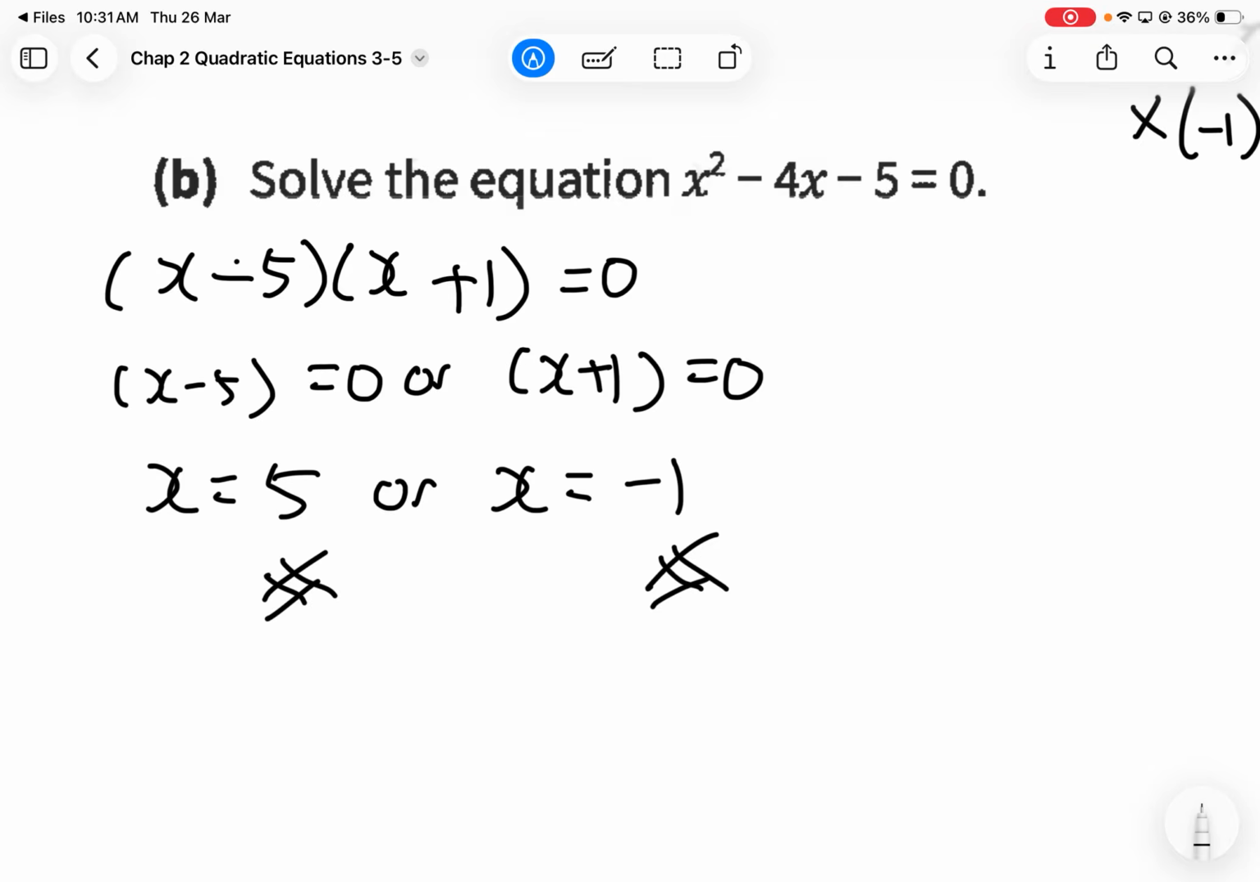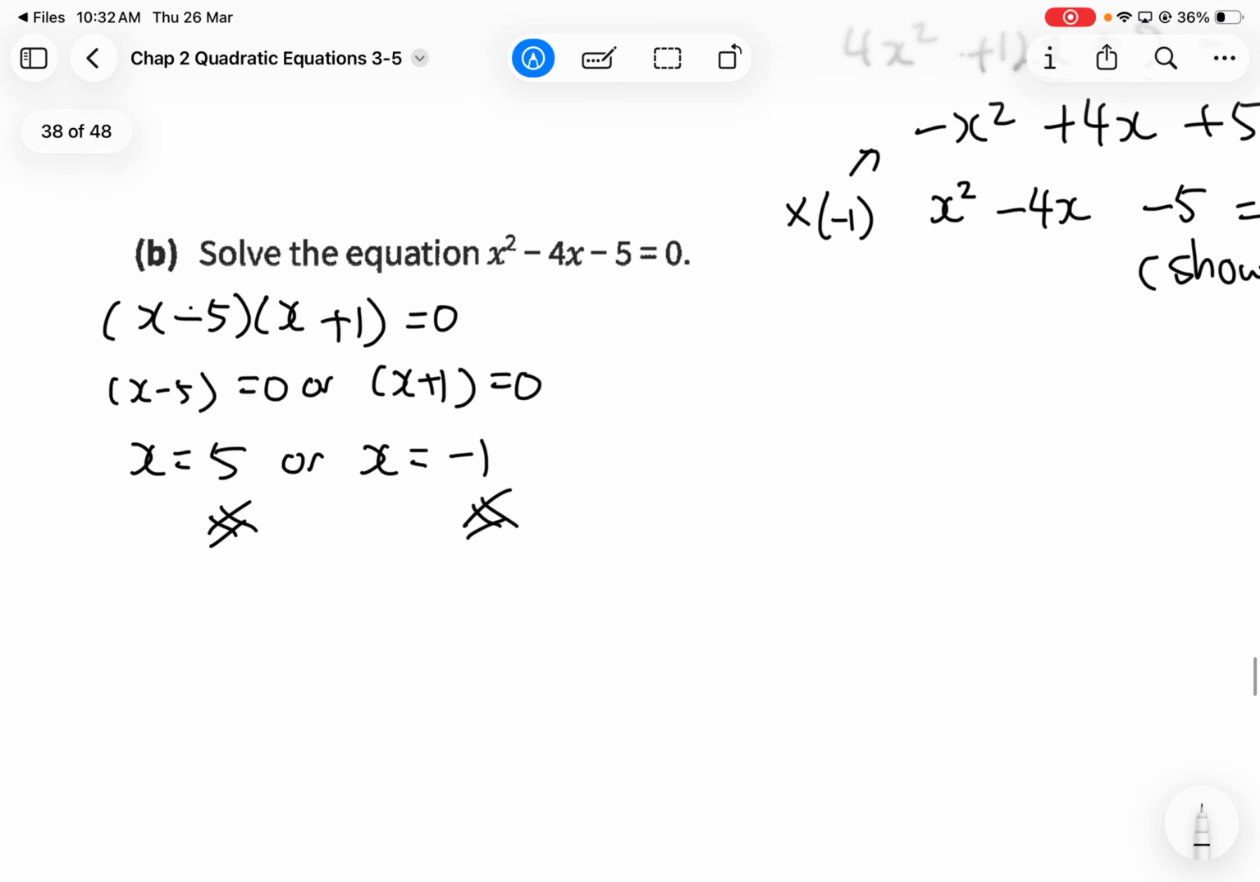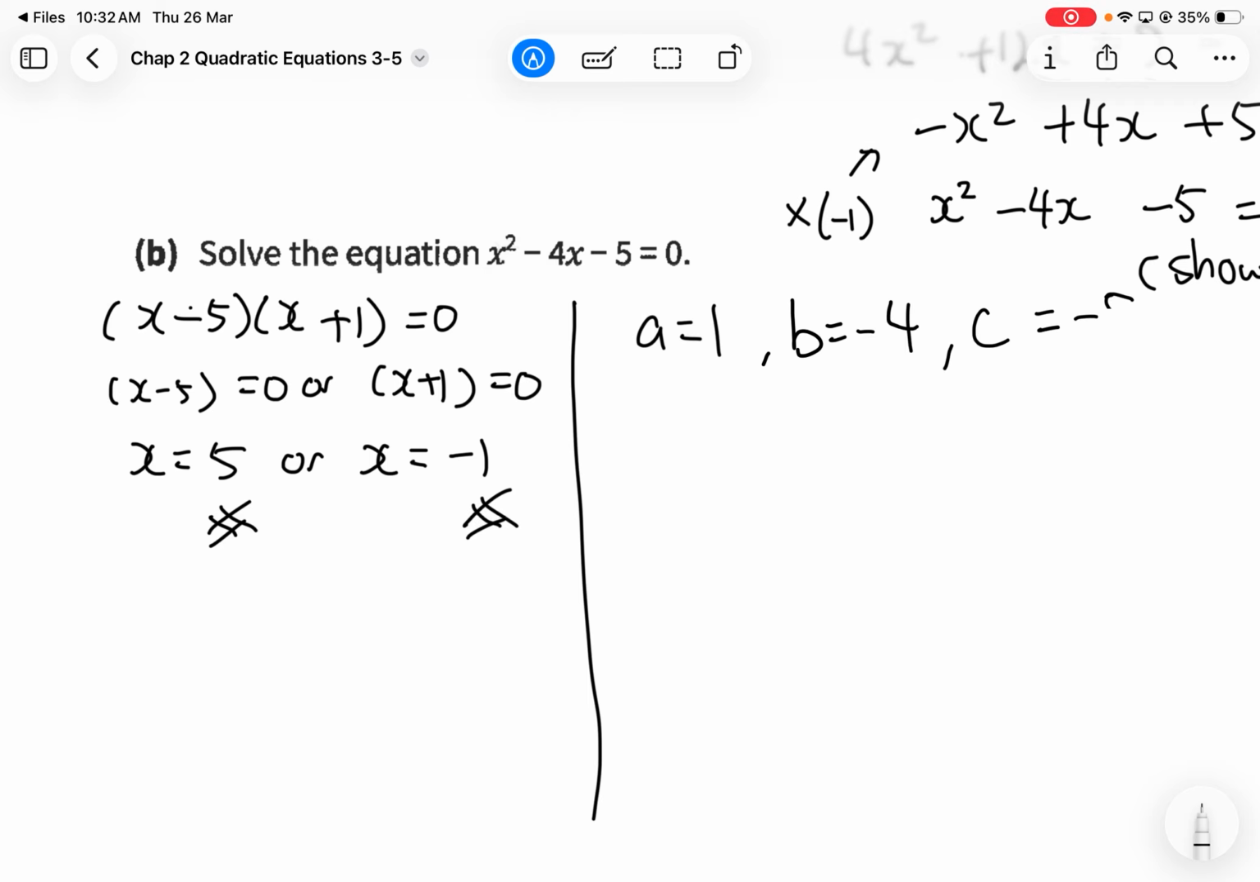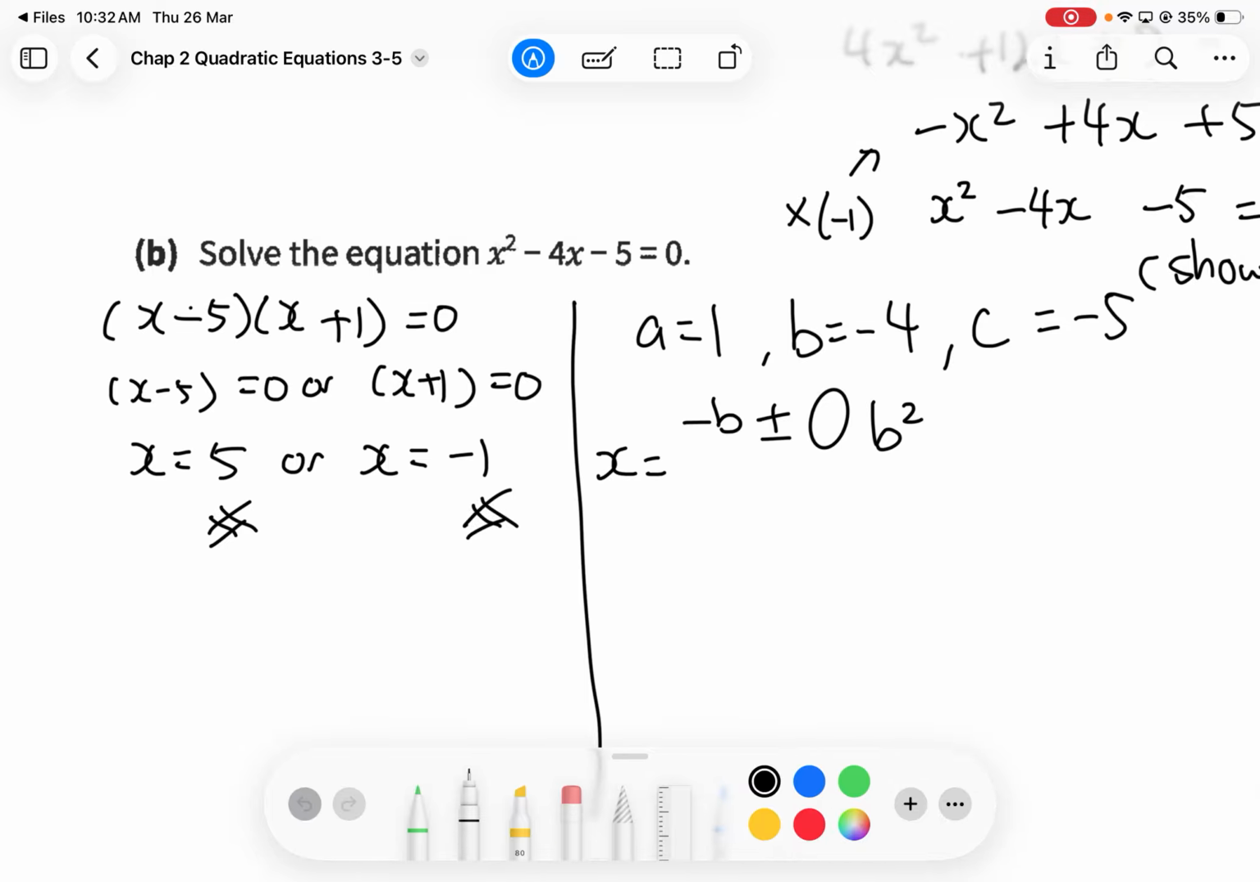They never specify you must factorize. So if you do your quadratic formula, then you will go and list down. A is 1, B is negative 4, C is negative 5. Then you can use your quadratic formula. X equals to negative B, plus minus square root of b square.